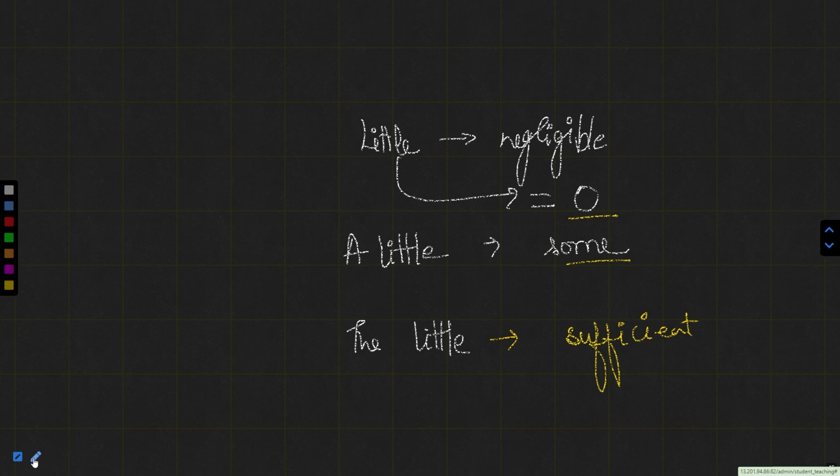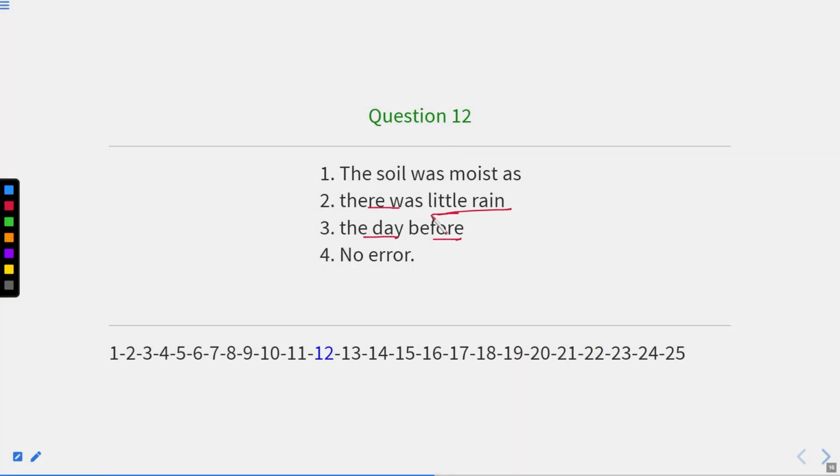So little means which is equivalent to 0. So here little means no rain at all. But if we talk about some rain, so some rain means a little. So this little should be replaced with a little. That means some. So the error will be in part second, solution will be second, that is a little. Well, little, a little, the little is just equal to few, a few, and the few. Few means negligible or equivalent to 0.